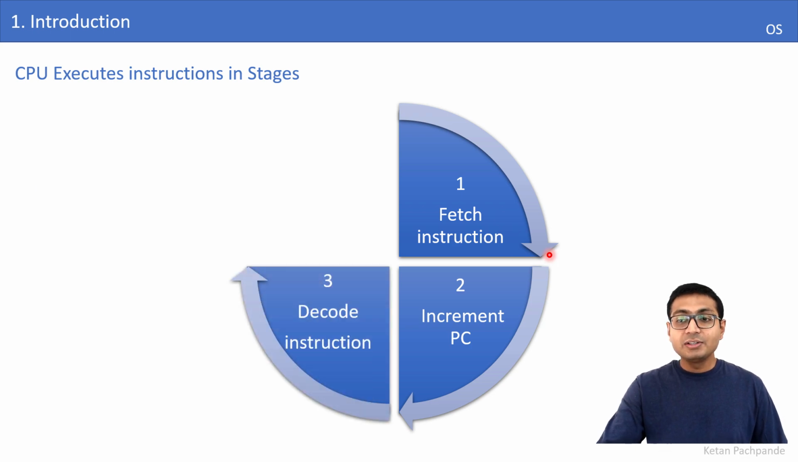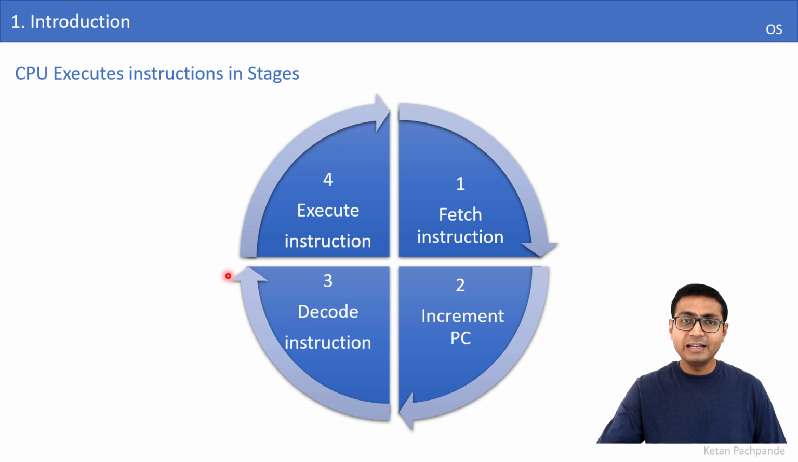The next stage is decode the instruction, means CPU reads the operation code of the instruction, and then it executes the instruction. It tells the ALU to execute the instruction. And then the cycle repeats, and that's how all the instructions are executed in a sequential manner, one by one, by the CPU.